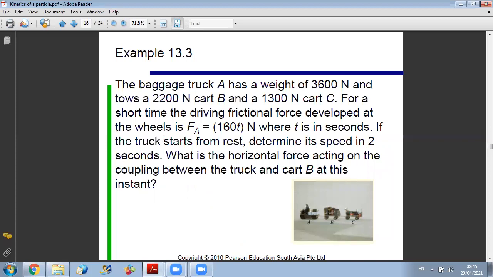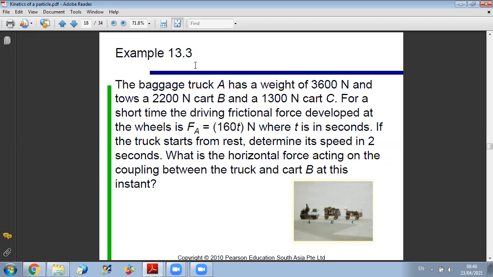Another problem. The baggage truck A has a weight of 3,600 Newton and tows a 2,200 Newton cart B and a 1,300 Newton cart C. For a short time, the driving frictional force developed at the wheels is Fa equals 160 T, where T is in seconds. If the truck starts from rest, determine its speed in 2 seconds. And what is the horizontal force acting on the coupling between the truck and cart B at this instant?